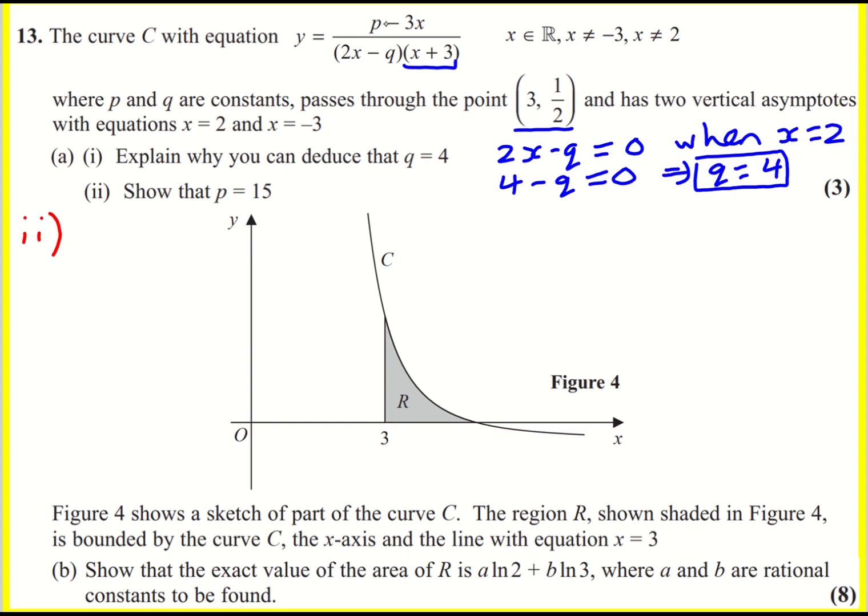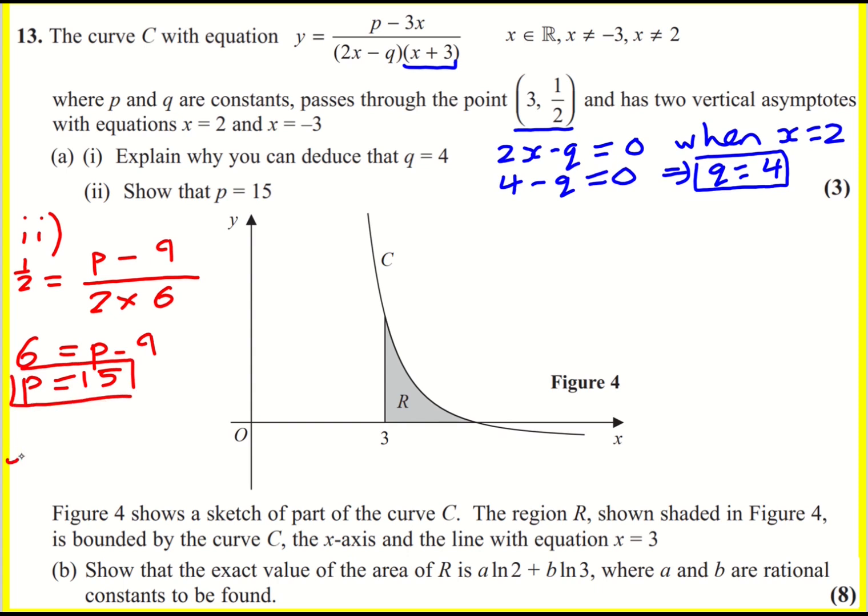Okay, so that's in my numerator. I've got this point, 3.5, so I can just sub that in. A half will equal p minus 3 times 3, so 9, divided by 2 times 3, that's 6, minus my 4 to give me 2. And then x plus 3 is going to be 6. There we go. So I can multiply through by 12. 6 is p minus 9. So p is 15 as required.